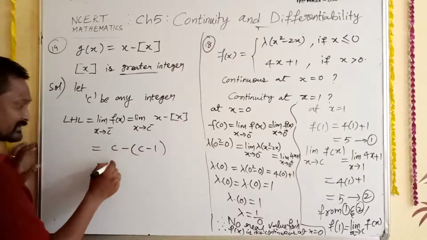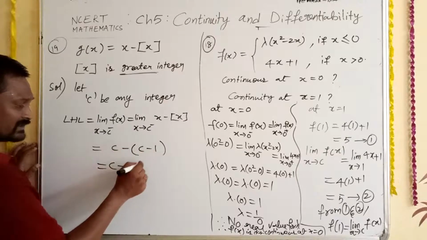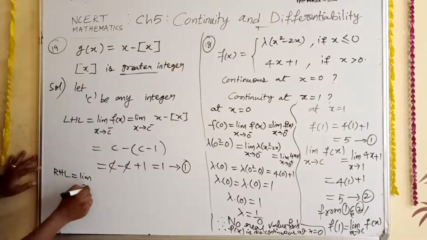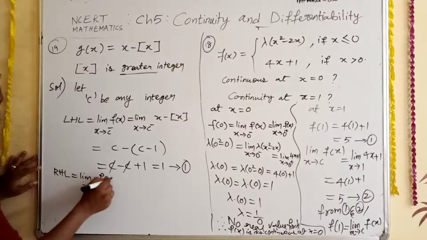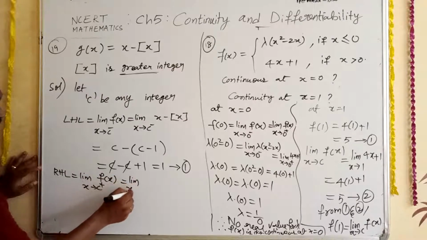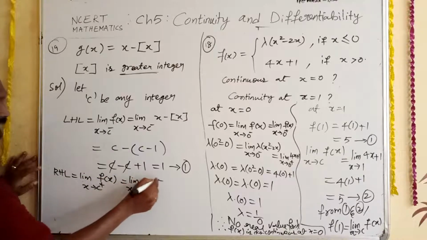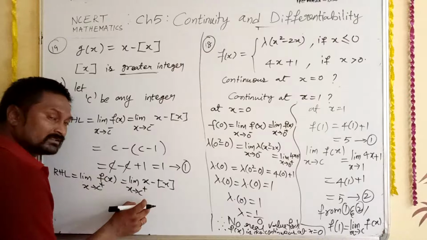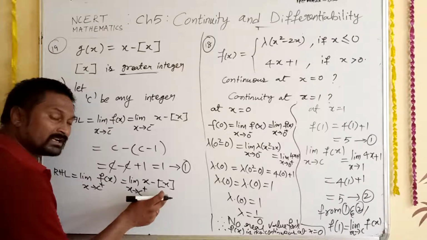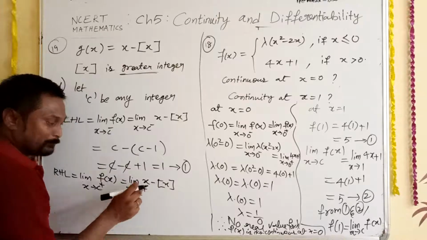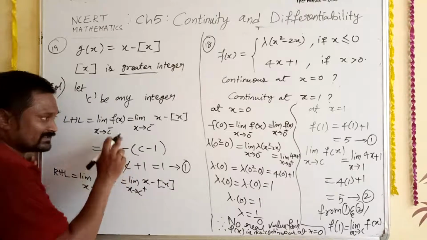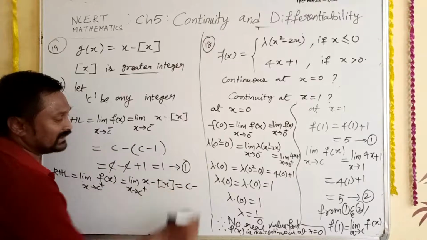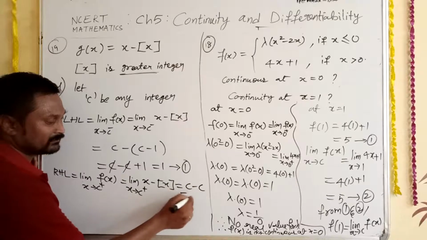Now just substitute here c minus, into minus plus 1, minus c plus c cancel, you get the answer as 1. Equation number 1. Now x tends to c plus f of x. So the limit x tends to c plus f of x is x minus greater integer function. I said whenever you are removing this, then you have to substitute c. But it is greater integer. Whenever plus is there, only c. Minus is there, we need to write c minus 1. So now we'll write here c minus c, that is nothing but 0.